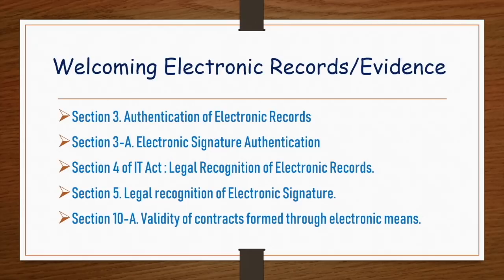Then come the provisions of Section 5, which speaks about the legal recognition of electronic signature, when and how the electronic signature will be recognized. It is also at par with our conventional signature, but here the technology is different. And Section 10A is about the validity of contracts formed through electronic means.